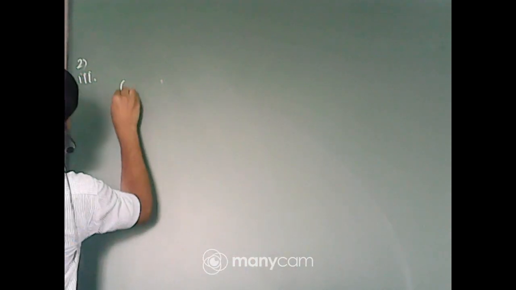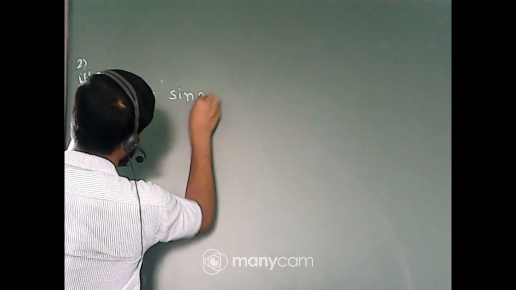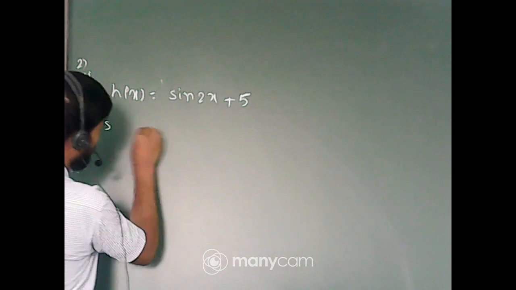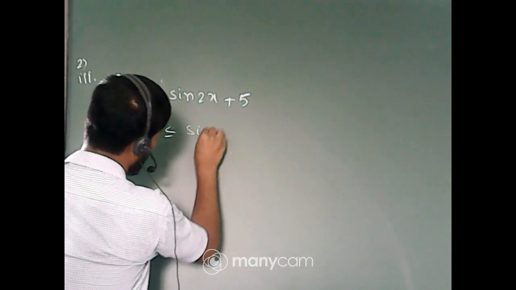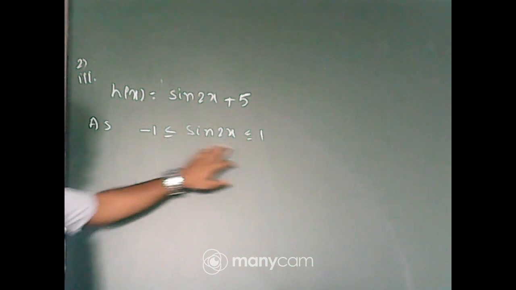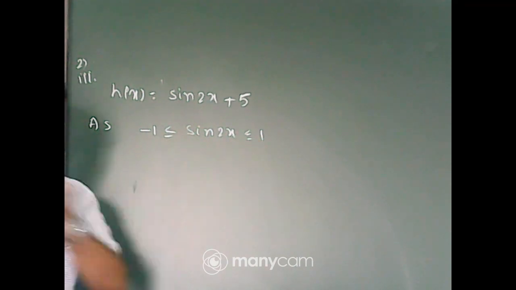Question number 3: h of x is equal to sine 2x plus 5. We have to find the maximum value or minimum value of the function if it exists. Now look, we know that the value of sine always lies between plus 1 and minus 1. So minus 1 is less than or equal to sine 2x, which is less than or equal to plus 1.